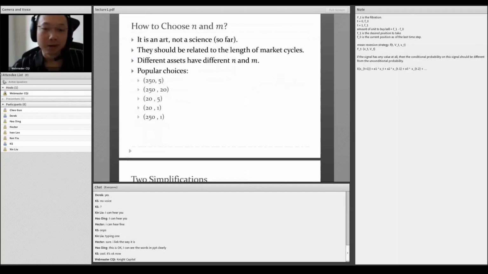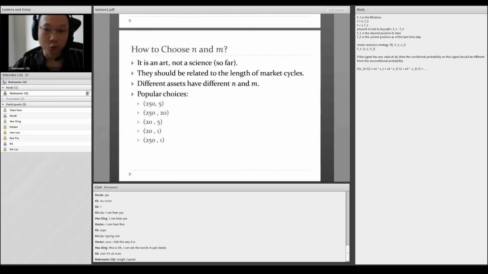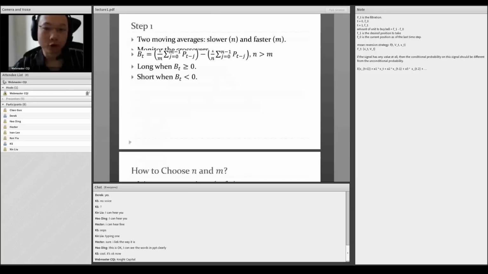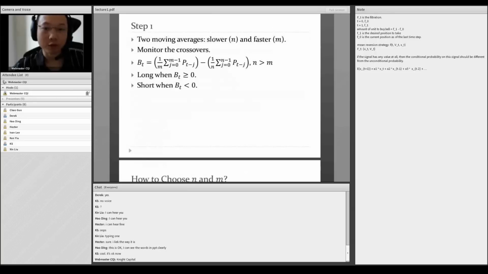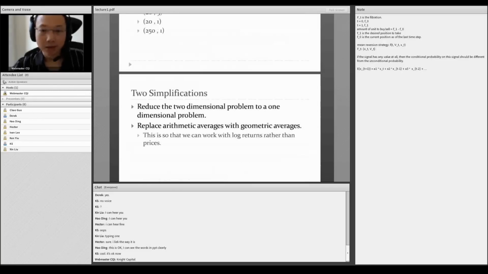Now, in order to choose n and m from the mathematical perspective, from this equation, we want a scientific way to choose n and m. We need to make two simplifications because this equation is actually quite difficult to analyze. As in all mathematics, we try to simplify things until we can do analysis. The first one is obvious.